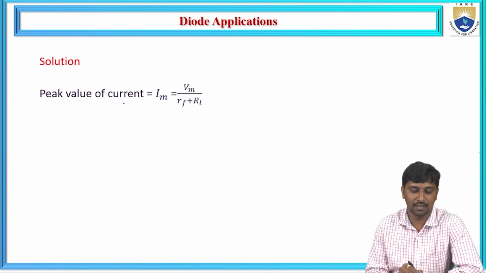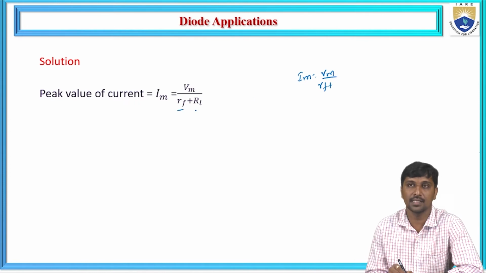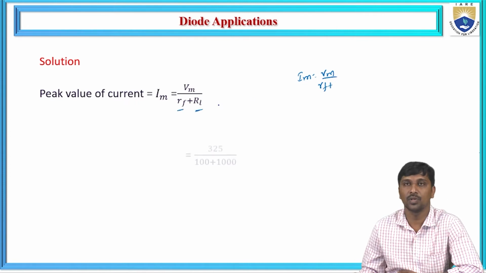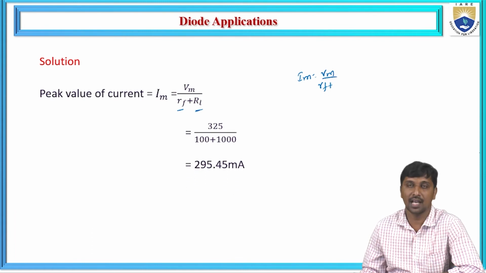So first I'm going to calculate the peak current, that is IM equal to VM by R. Here R means the total resistance. I consider the diode forward resistance as well as the load resistance, and substitute the given specifications to observe this IM value.